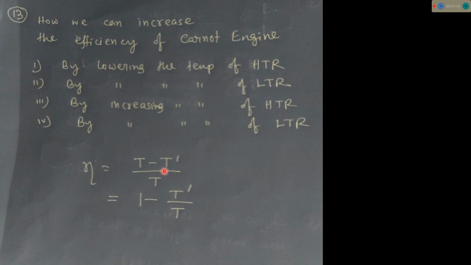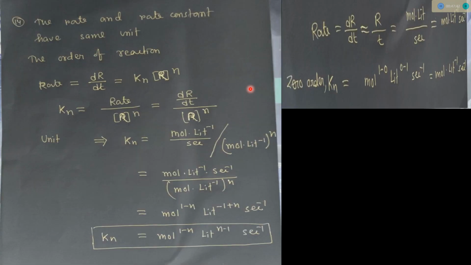So the correct way to increase the efficiency of a Carnot engine is to decrease the temperature of the low temperature reservoir, means LTR, not to increase the temperature of the HTR, the high temperature reservoir. So the correct option is by lowering the temperature of the low temperature reservoir. So let's move to the next question, and I think this is the last question.